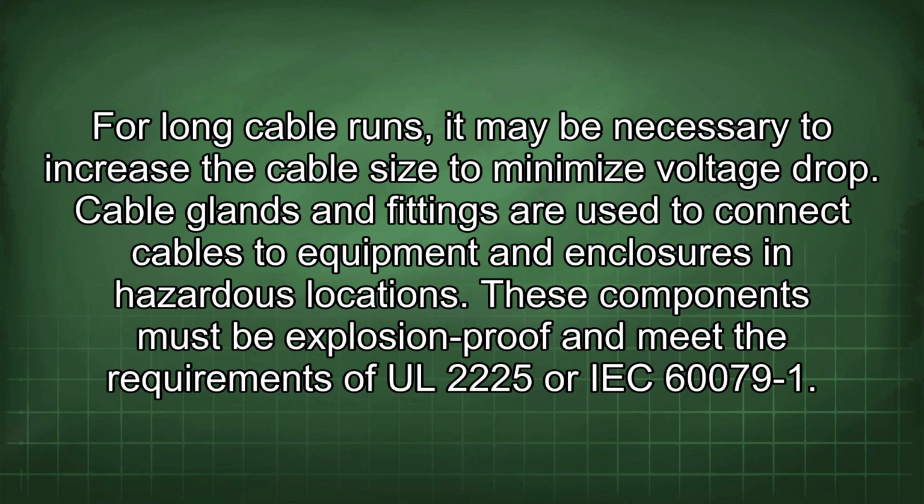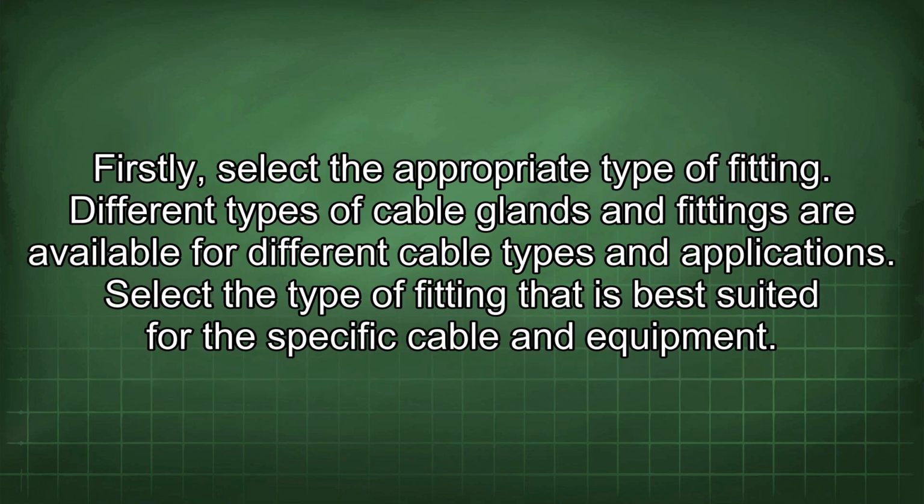Cable glands and fittings are used to connect cables to equipment and enclosures in hazardous locations. These components must be explosion-proof and meet the requirements of UL 2225 or IEC 60079-1. Firstly, select the appropriate type of fitting. Different types of cable glands and fittings are available for different cable types and applications. Select the type of fitting that is best suited for the specific cable and equipment.